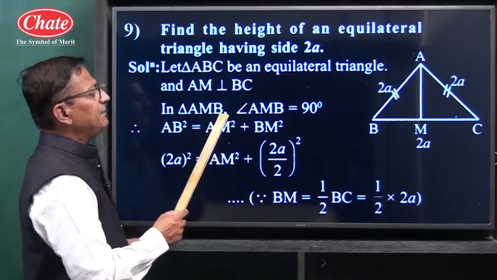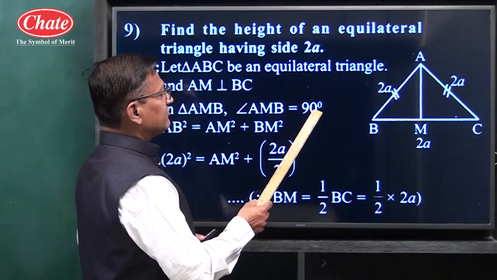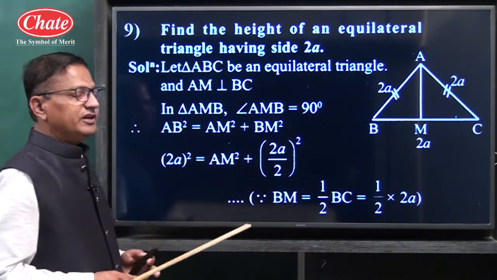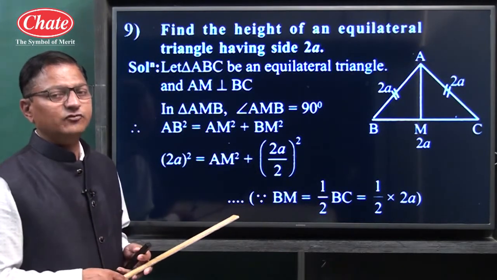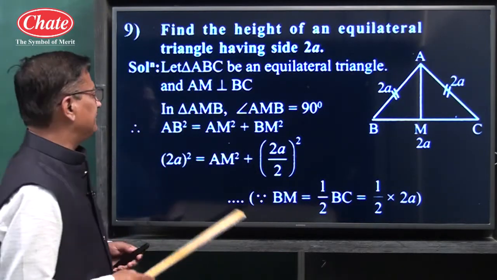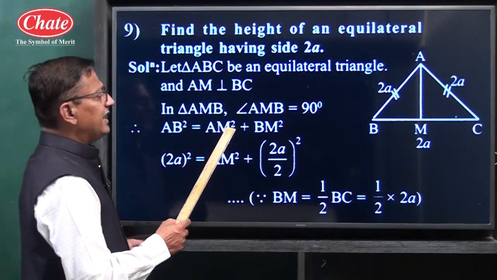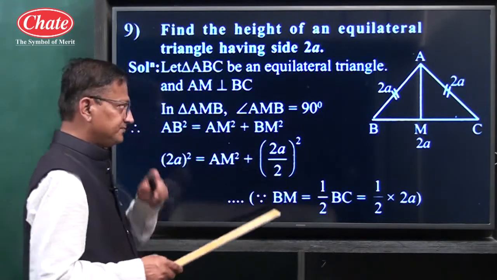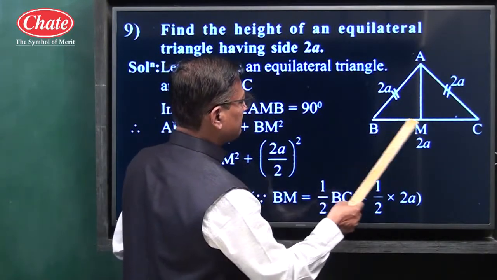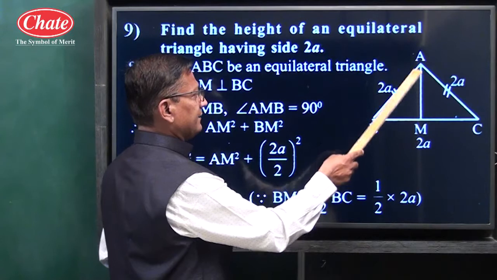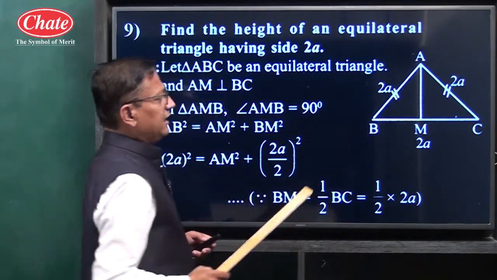In triangle AMB, angle AMB is equal to 90 degrees. So because it is a right angle triangle, we can use the Pythagoras theorem. AB square is equal to AM square plus BM square. We have to find AM. We know the side AB.